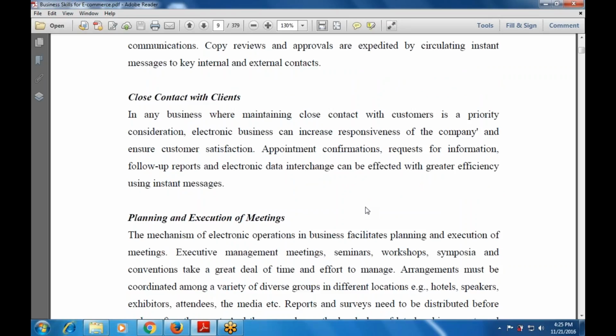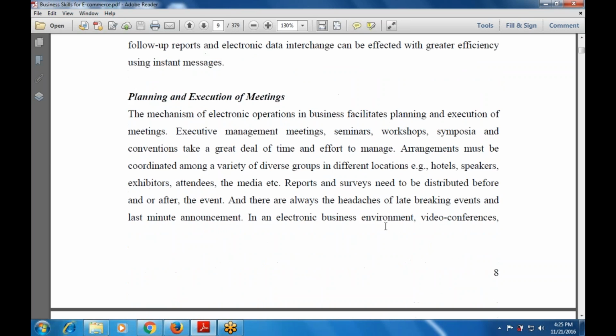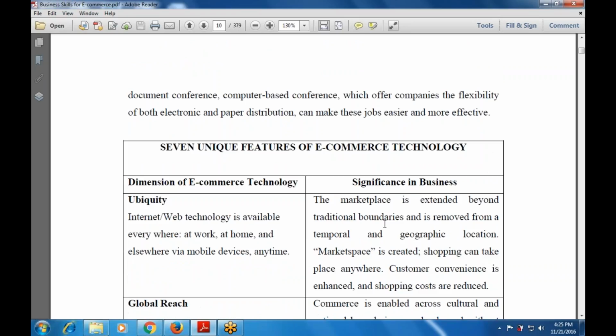What are the various planning methods? What are the various executions? Yeah, we can easily plan out with the use of Outlook. We can easily execute with the use of Outlook. Then what are the various 7 unique features of e-commerce technology?